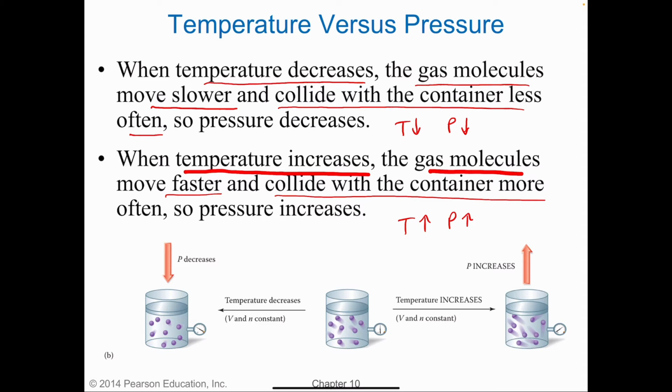And similar to the last slide, we're making an assumption that the volume of the container and n, the moles of gas, are remaining constant. So V is volume, and again, n is basically how much gas you have, but more specifically, it's the moles of gas. For this temperature-pressure relationship, we're assuming that V and n are remaining constant. As the temperature goes down, the pressure is also going to go down, and as the temperature goes up, the pressure goes up.